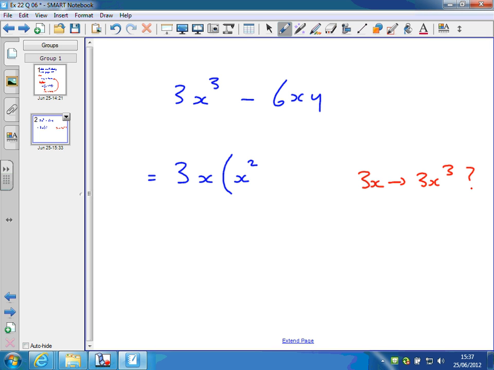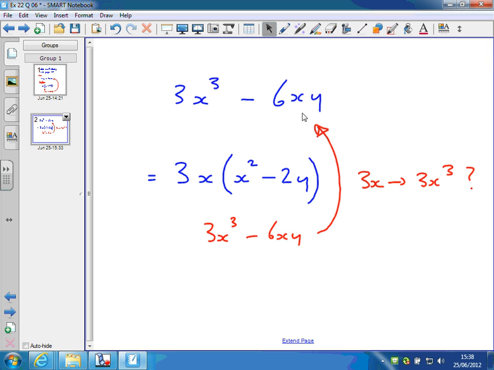And then minus, what have I got to times 3x by to get back to 6xy? What have I got to times the 3 by, 2, to get back to the 6? And then y to get back to 6xy. Do I know that's right? Multiply back out again. What's 3x times x squared? 3x cubed. What's 3x times minus 2y? Minus 6xy. And we're back to what we started with.